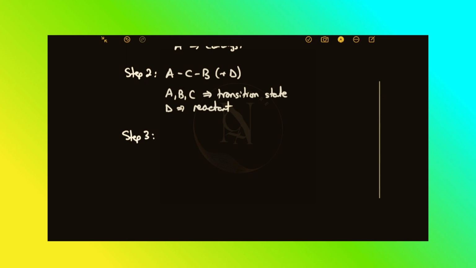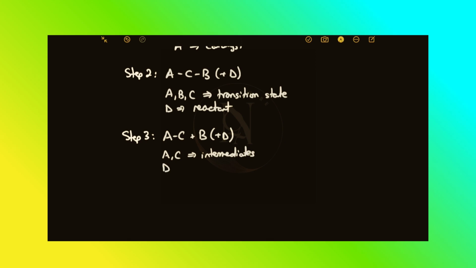For step 3, we have A, C plus B plus D, and here A and C are intermediates. D is a reactant, where B is a product.